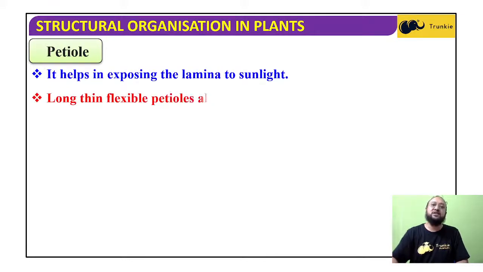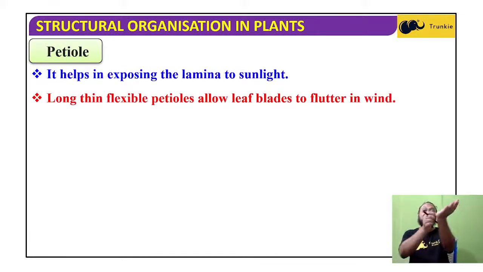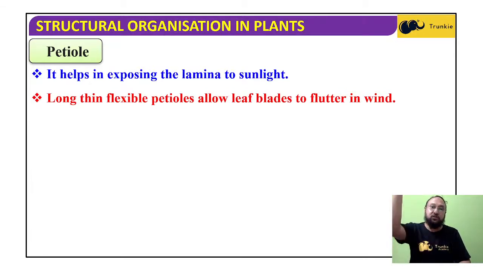Petiole helps in exposing the lamina to sunlight. The petiole is the structure connecting the lamina with the branch or stem, holding the lamina. The surface should be exposed to the sunlight, so the petiole helps in exposing the surface of the leaf to sunlight so that the light can be trapped by the photosynthetic pigments present in the leaf.